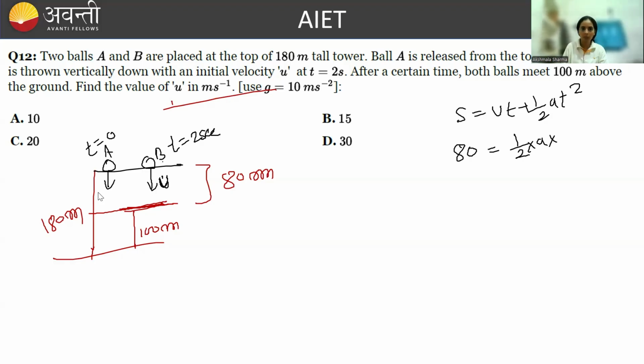Is it given? No, it's not given. Acceleration is known, right? Acceleration due to gravity, 10. So this into t square. So 2, 5, and this will become 16. So t square is equal to 16, t equal to 4 seconds.